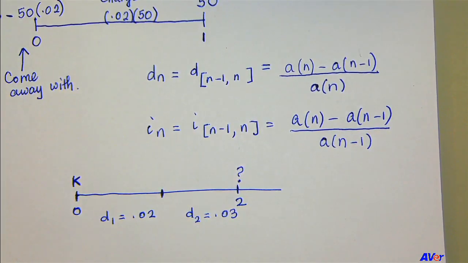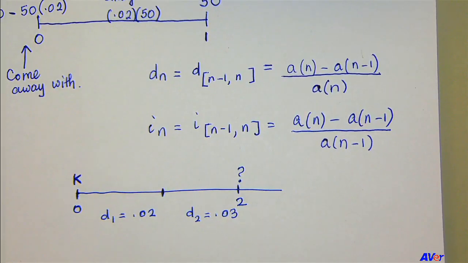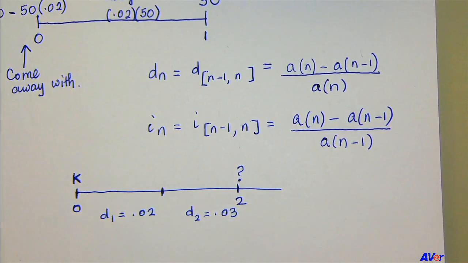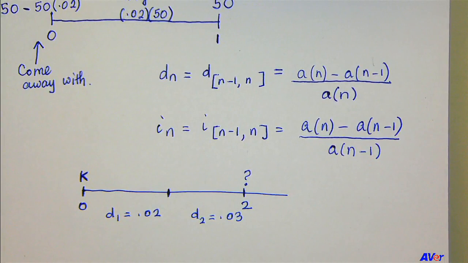And then answer the same question for 0, 1, 2. I equals 4% here, and I equals 2% here. And I'm starting with K. How much do I have at the end?